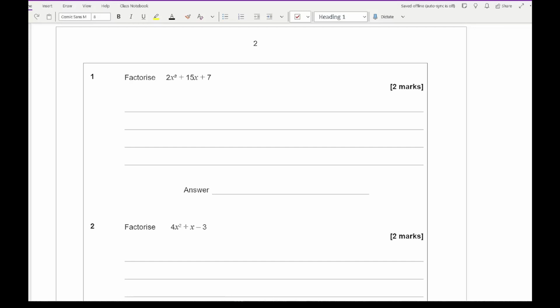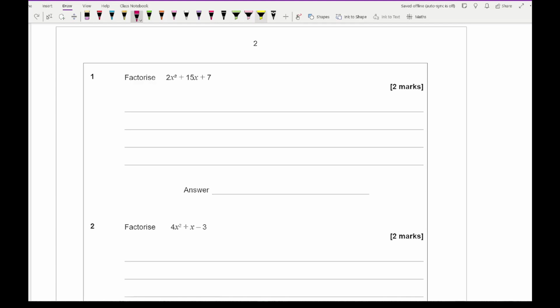So looking at question 1, it says factorise 2x squared plus 15x plus 7. Now yes, you can do these by inspection, and the 2 marks available are for each correct bracket. So if you can get the brackets without doing any working out, you'll still get the 4 marks for it. However, me personally, I like to show a bit of working out.